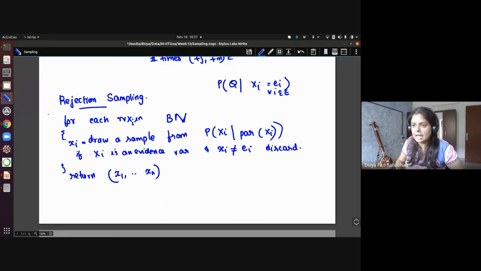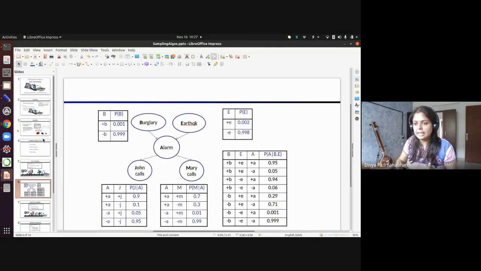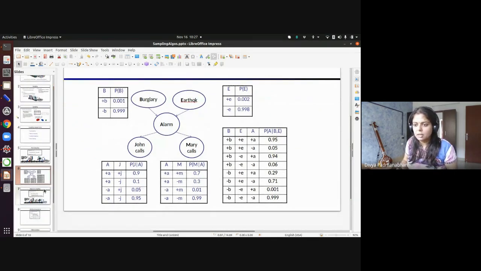For how many ever samples you want, for s in number of samples, if you fix the number of samples you want, s is 0 to maybe number of samples, and what you get is the new sample xs. This is a vector, right? And you keep doing this. I don't know if the algorithm is fully as per the flow, so maybe let me just show you the algorithm in the interest of time.